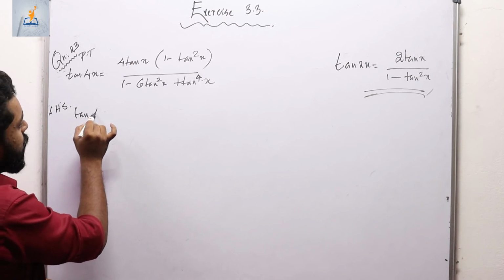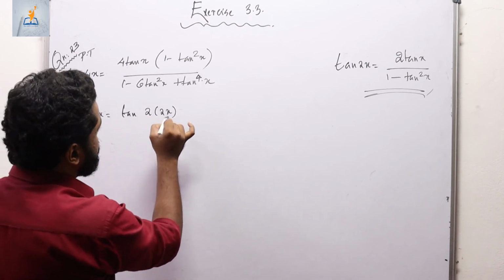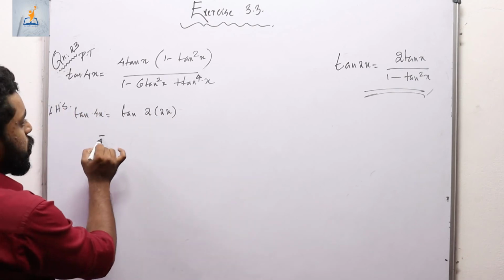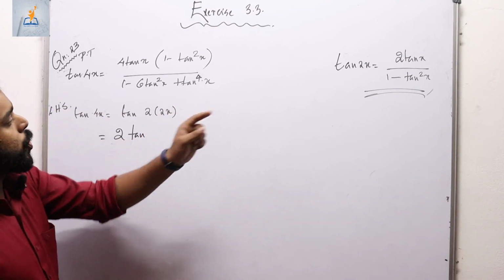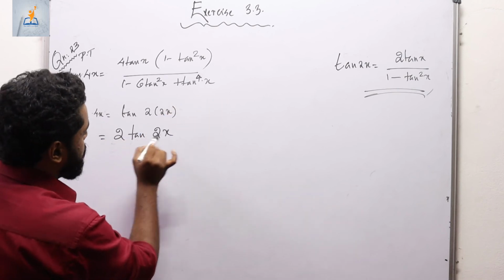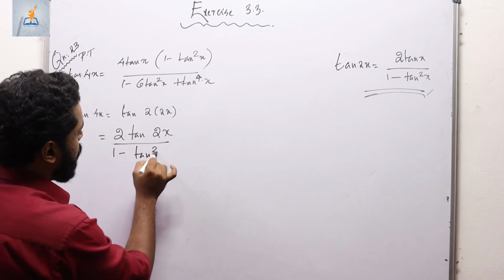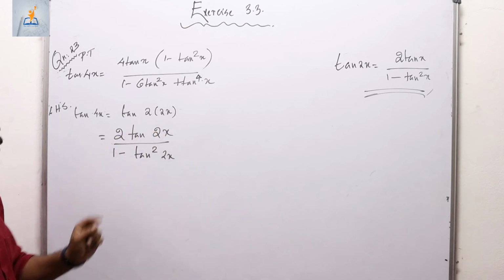It is equal to tan 4x. It is again equal to tan 2 into 2x. So it is of the form tan 2x, isn't it? Instead of x we have 2x only. So it will become 2 tan 2x divided by 1 minus tan square 2x. Again I am going to apply the formula of tan 2x in this equation.